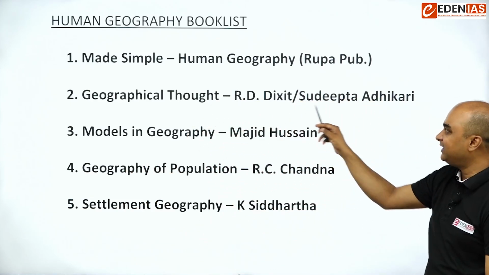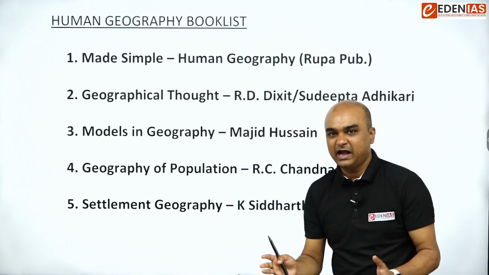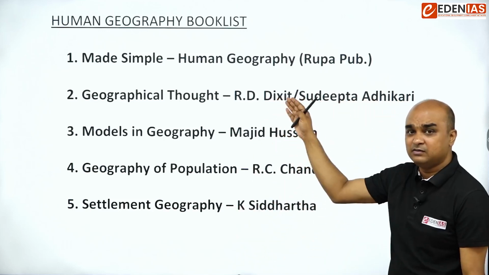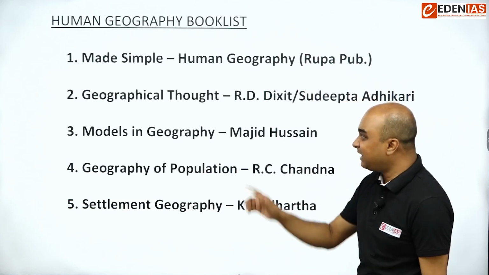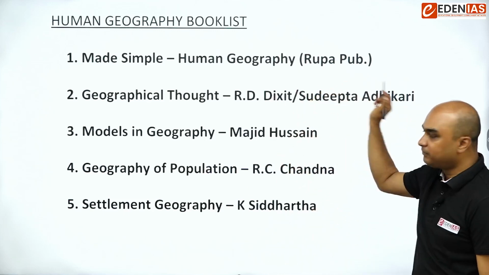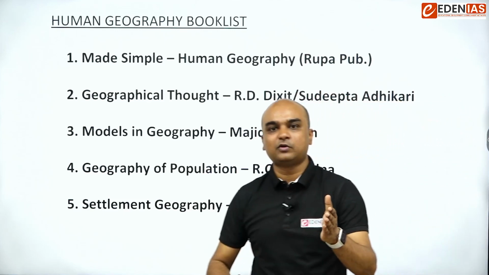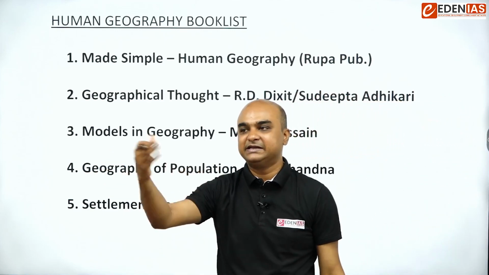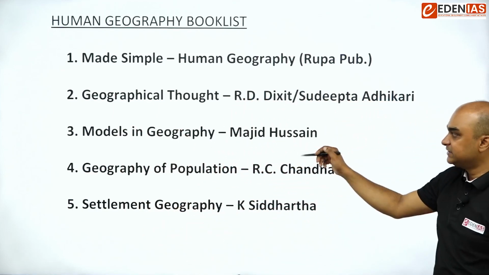Geographical Thought by R.D. Dixit or Sudipta Adhikari. You can pick any one of them. Okay, I'm not batting for any one particular of them, but you can pick any one of them. Both are equally good. But आपको ये बुक तो पढ़नी ही है. Ideally, मैं तो सजेस्ट करूंगा कि आप दोनों पढ़ लें. एक को कोर बना लो, दूसरे को रेफरेंस बना लो. एक का कोर पढ़ते रहो और बाकी जो एक्स्ट्रा मटेरियल है दूसरे से, उससे पिक करके उसको रेफरेंस की तरह यूज करो. Then Models in Geography by Majid Hussain.